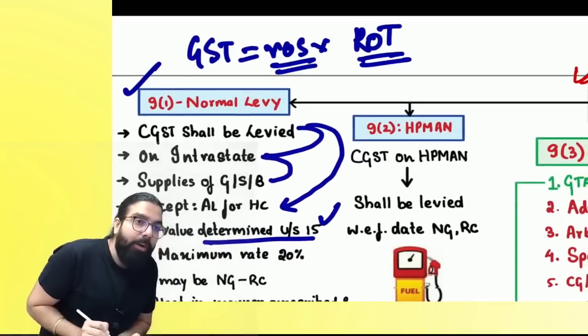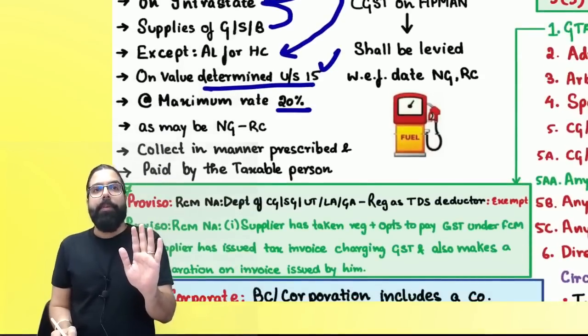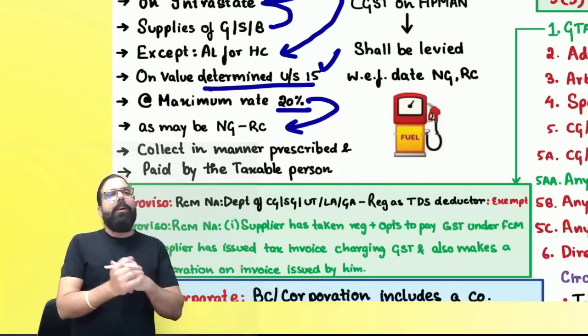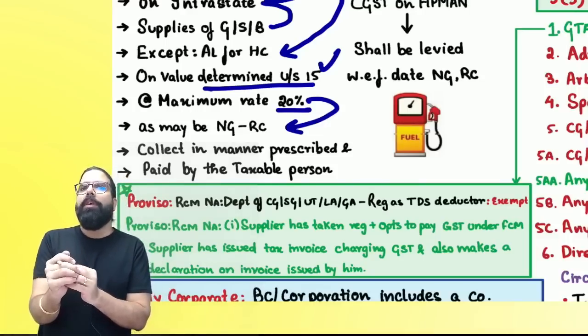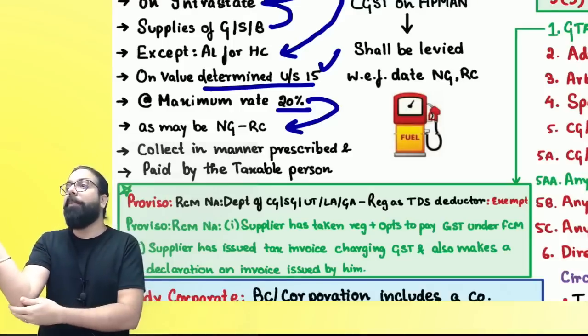Now, rate of tax. How will you find out the rate of tax? They told maximum rate of CGST will be 20%. But this rate will be notified by the government on recommendation of council. Can you tell me what is the maximum CGST notified now? Hey, 14%. 14 plus 14, 28%.